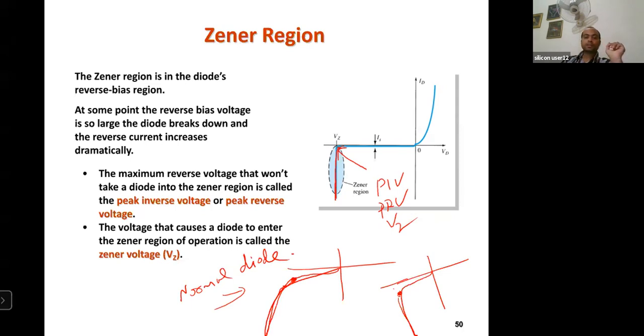So there are certain applications of the Zener diode. We'll study about that, why the Zener diode is used, all these things. But for the timing, you just remember what is the Zener region and what is the peak inverse voltage. Okay. We'll go to the next thing.